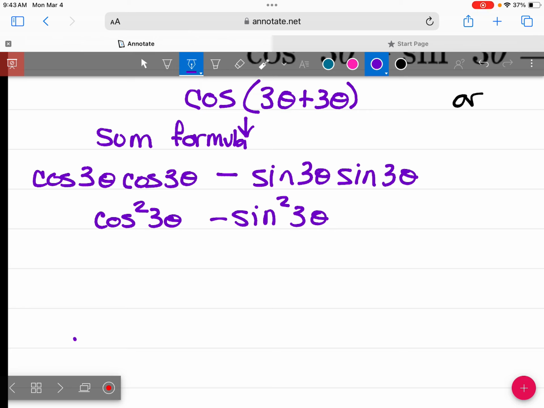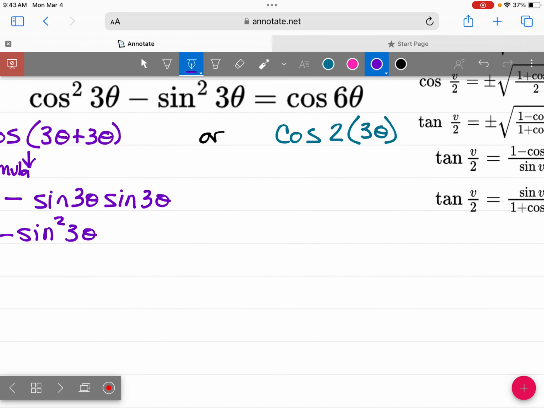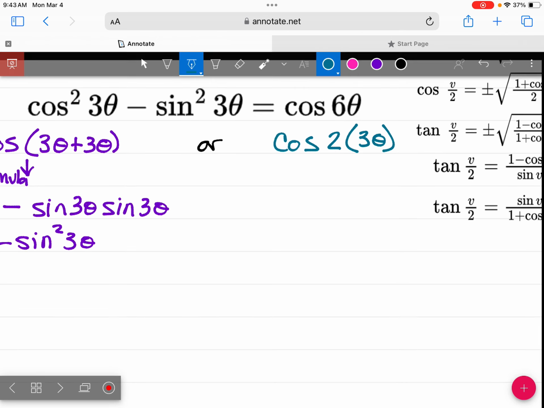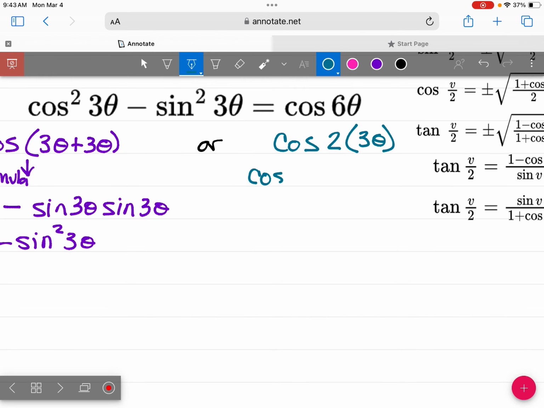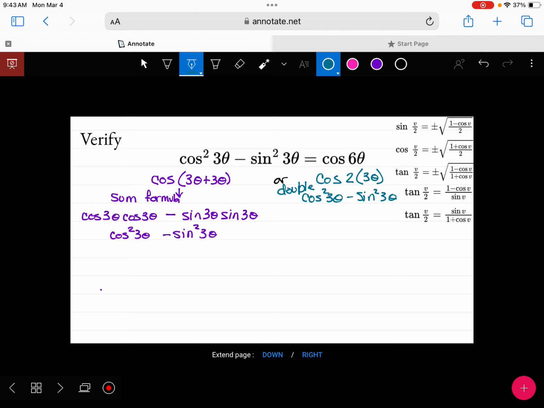The cosine double angle formula is very, very similar. Since we want sines and cosines, we would take our very first double cosine, and we would wind up straight at our cosine squared of 3 theta minus sine squared of 3 theta. So either way, if you do the double or if you do the sum, it verifies. And I don't care which one you use. It verifies either way. Okay, so that is the end of section 7.4.